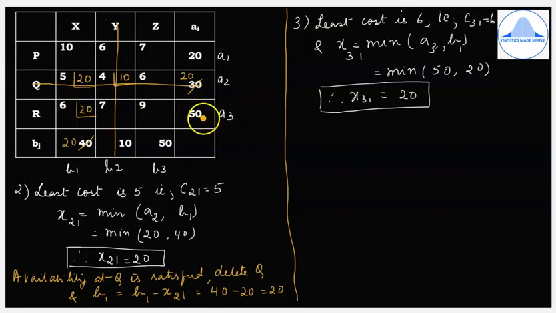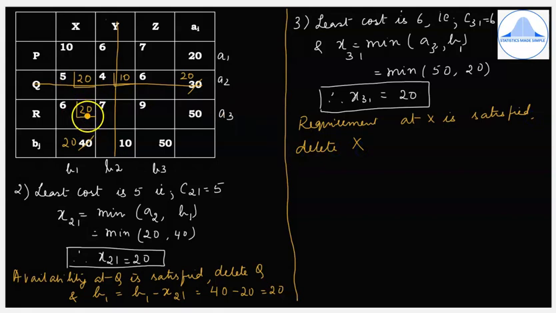Now check whether this 20 matches with the availability 50 or whether it is matching with the requirement 20. So we see that the requirement at X is satisfied. So you have to delete X, and for this particular cell you have to change the availability, and A is equal to A minus X. So A3 is equal to A3 minus X31, which is equal to 50 minus 20, that is equal to 30. So score out 50 and write 30. And let me not forget that I have to score out the column X.